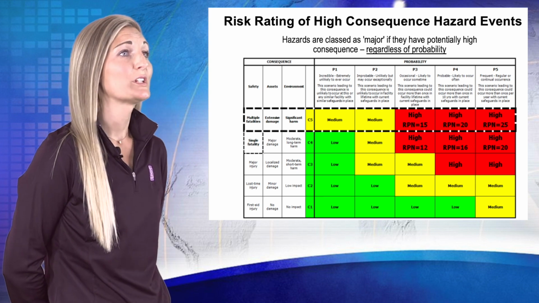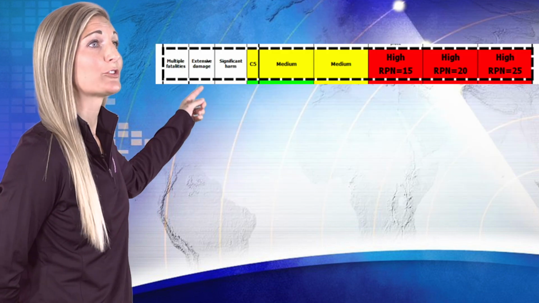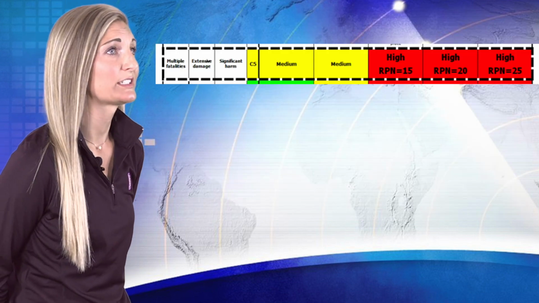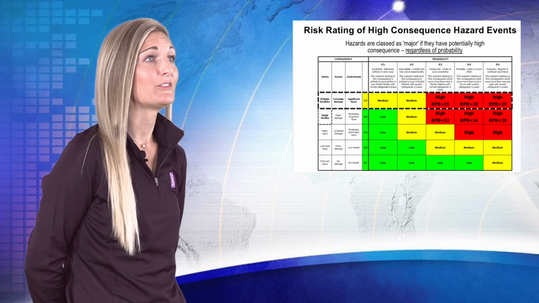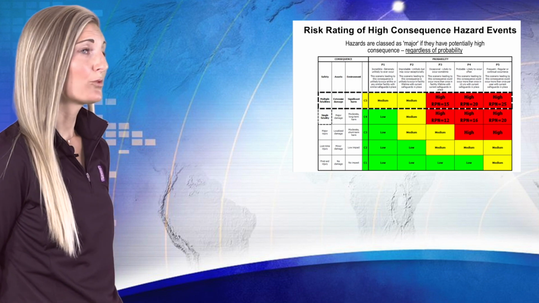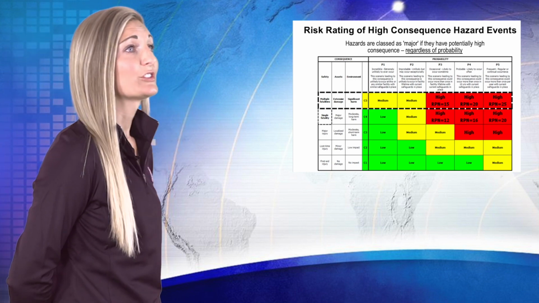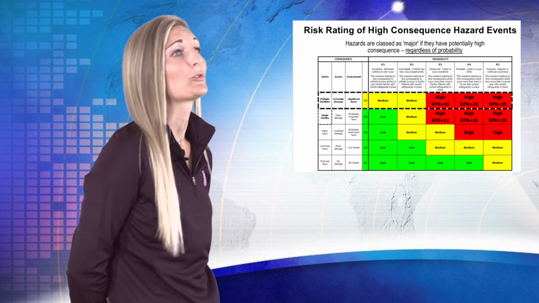When you look at the risk matrix, by definition, high consequence hazards include the top row of the matrix, which is level 5 in the consequence category, meaning the event has the potential to make a huge environmental, safety, and business impact. The probability of a level 5 event taking place ranges from P1, which is extremely unlikely to occur, to P5, which is frequent or regular occurrence.